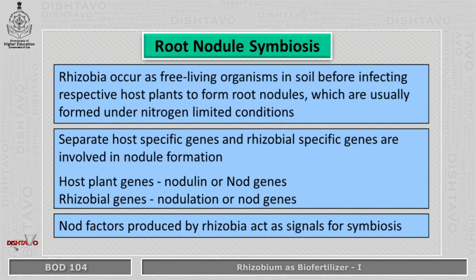Rhizobia occur as free living organisms in soil before infecting respective host plants to form root nodules, which are usually formed under nitrogen limited conditions. Separate host specific genes and rhizobial specific genes are involved in nodule formation. Host plant genes are called as nodulin genes. Rhizobial genes are called as nodulation or nod genes. Nod factors produced by rhizobia act as signals for symbiosis.